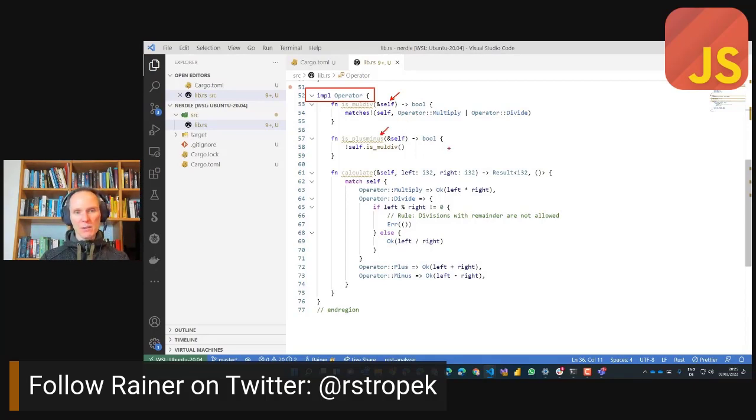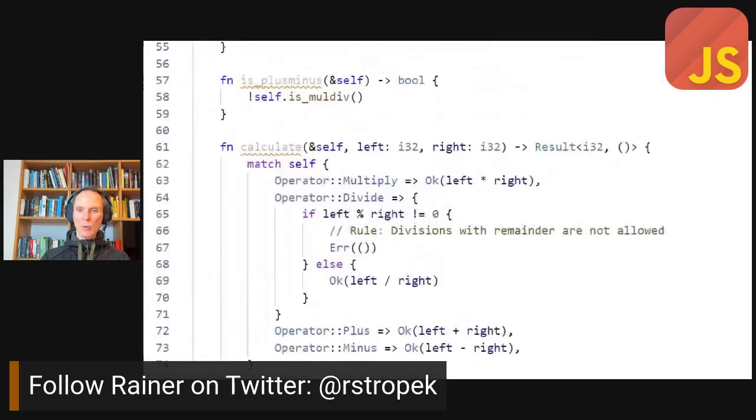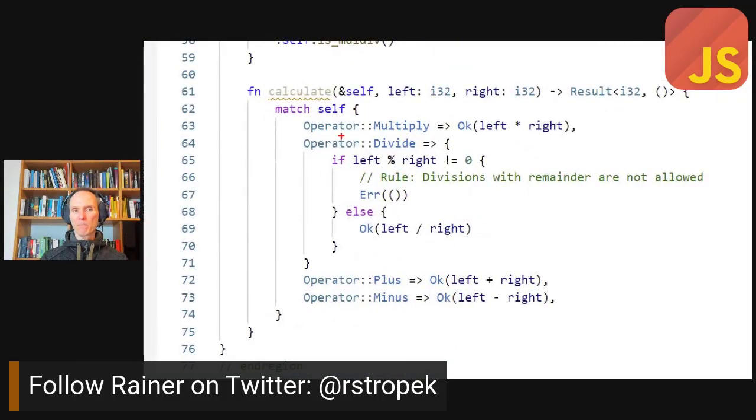This is the second method. It's pretty obvious, isn't it? And the third one is, again, very interesting, and we have to take a little bit of a look here. The third one is a calculate method. Calculate means that we take the given operator stored in self. We have a left operand, we have a right operand, and then we calculate the result by either doing the multiplication, the addition, and the subtraction.